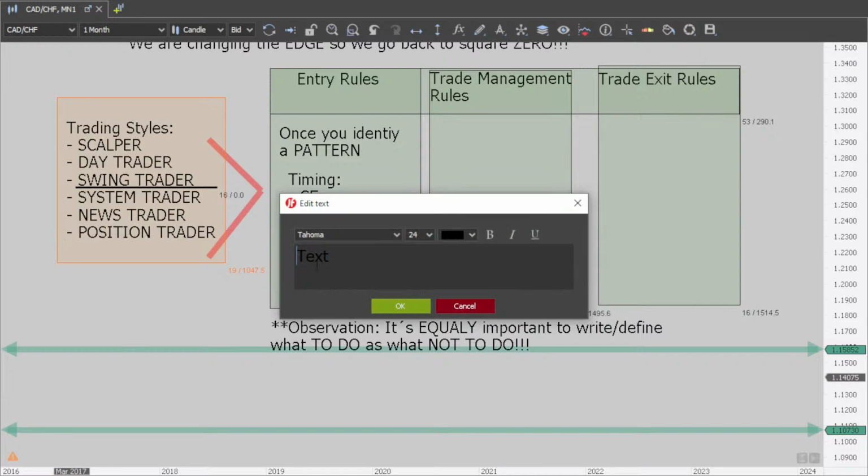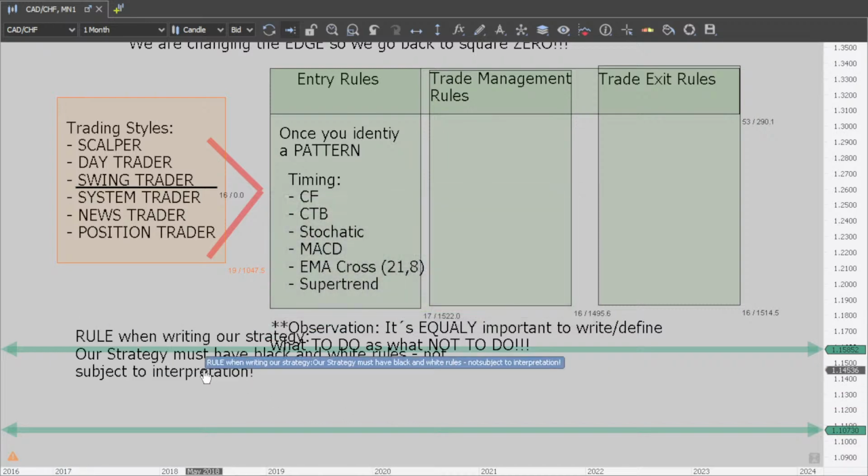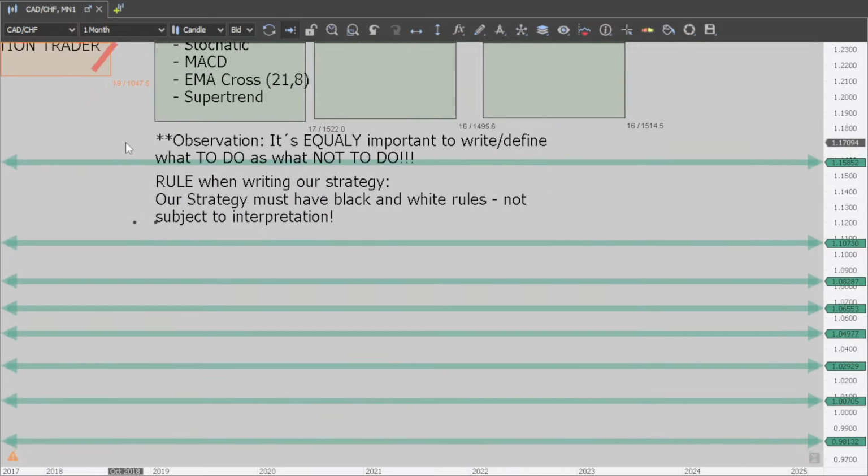Now, we have one rule when writing our strategy. Our strategy must have black and white rules, not subject to interpretation. Okay, everybody? So it's equally important to define what to do as what not to do. The rule when writing our strategy is: it must have black and white rules and not be subject to interpretation.